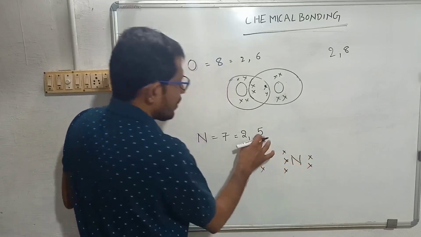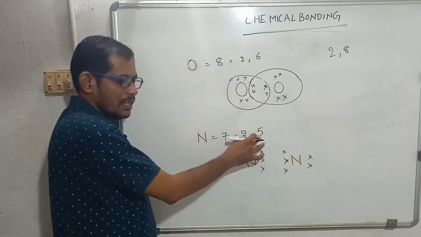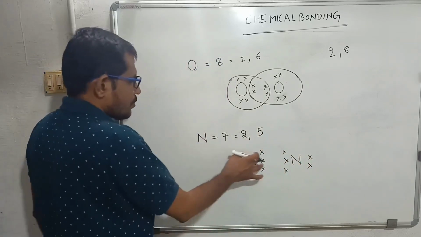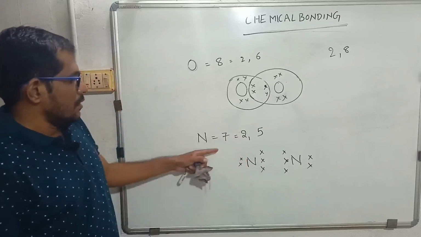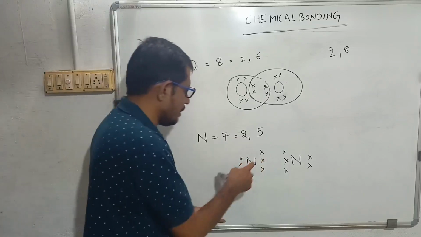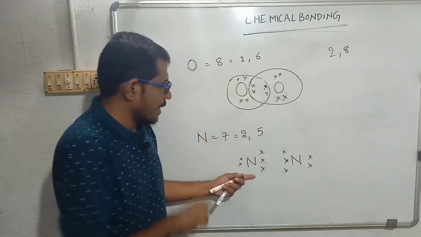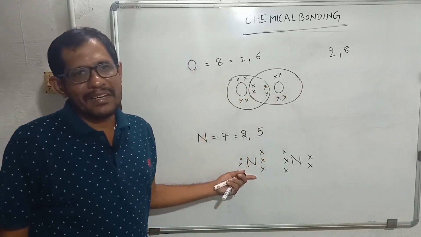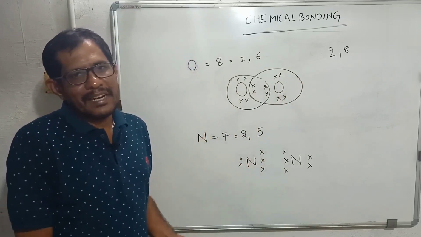So I represented the outer shell electrons. How many outer shell electrons are there? 5. So I represented it like this. Right? Now, to get the stable electronic configuration, nitrogen needs 8 electrons.